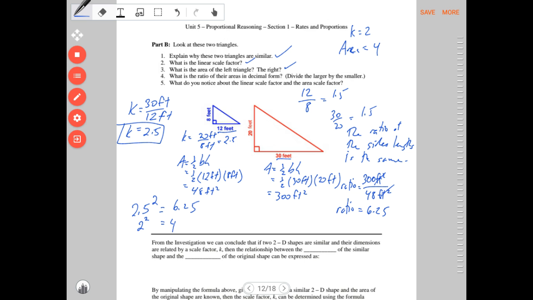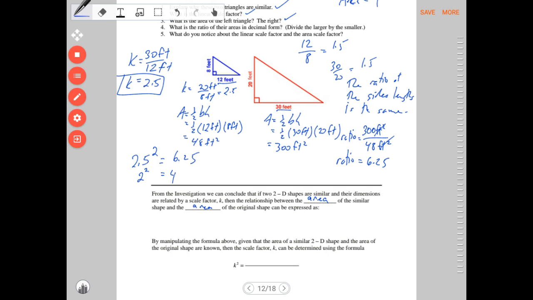Awesome. So from the investigation, we can conclude that if two 2D shapes are similar and their dimensions are related by a scale factor k, then the relationship between the area of the similar shape and the area of the original shape can be expressed as, okay, so the area of the similar shape, so we'll call that the area of the image, wow, bad writing again, is equal to the linear scale factor squared times the area of the original.